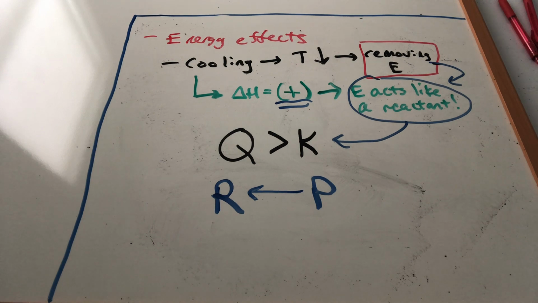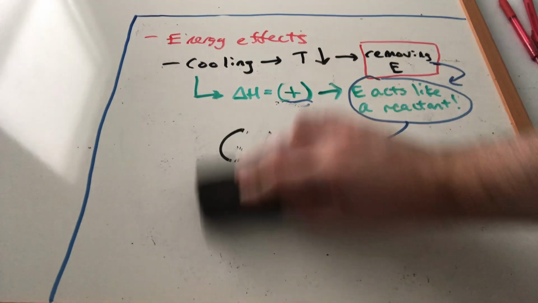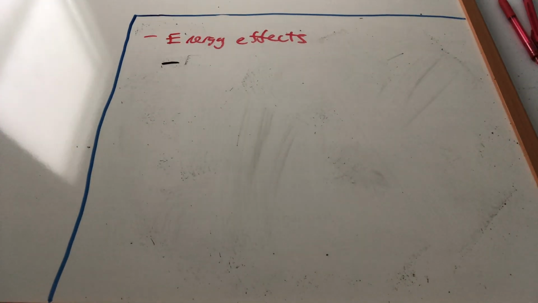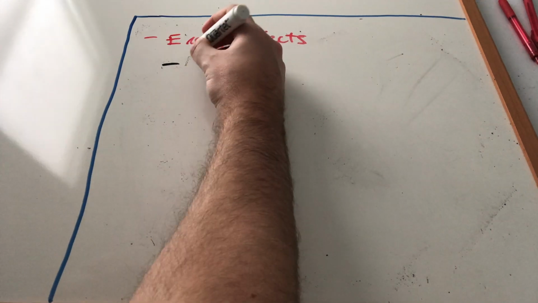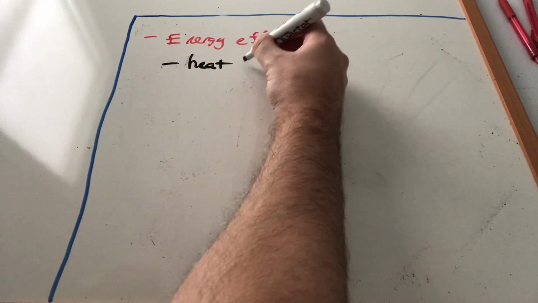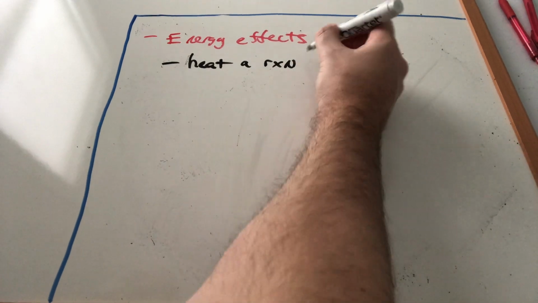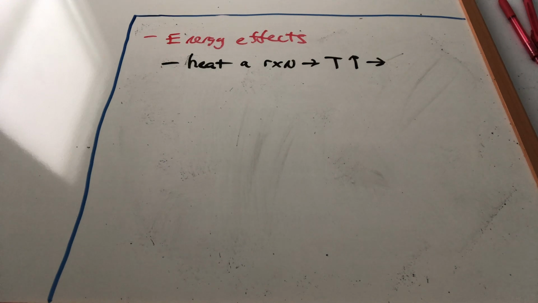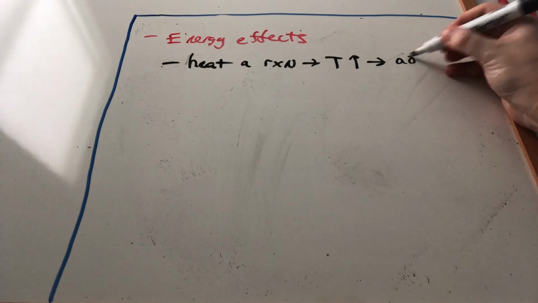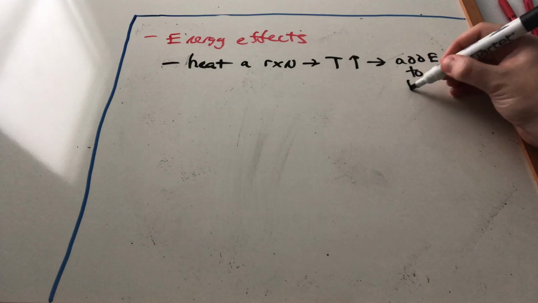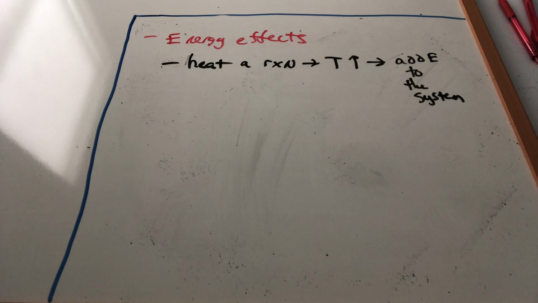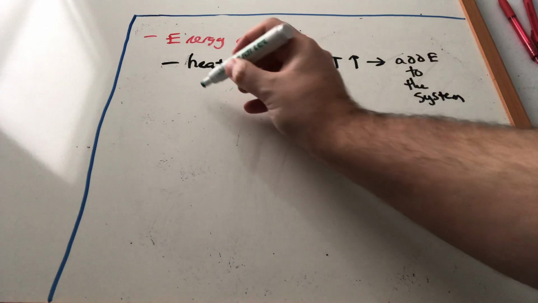One more time with the same logic in terms of energy effects. What happens when we heat a reaction? Well, it depends on whether it's an endothermic or an exothermic process. If we heat a reaction, that means we're raising the temperature. In terms of energy, it's like we're adding energy to the system. So then let's look at the two cases we have. Now, unlike cooling it, it's the opposite. We're putting more energy in.